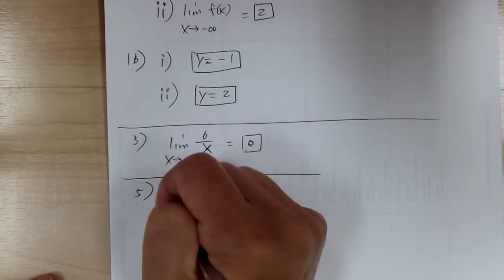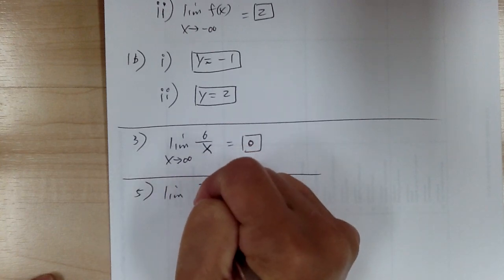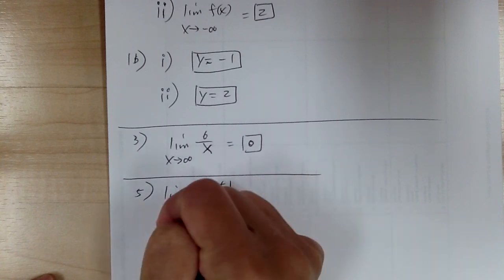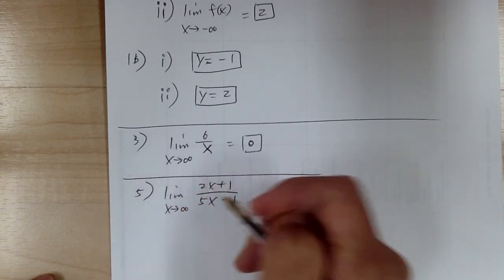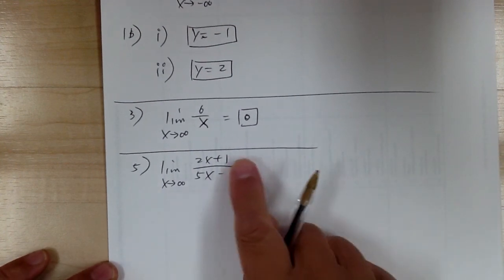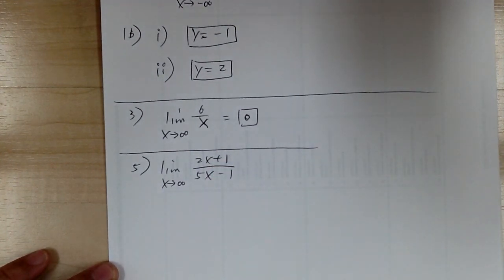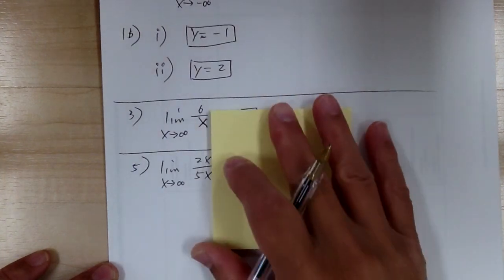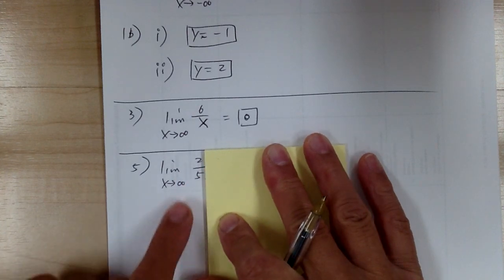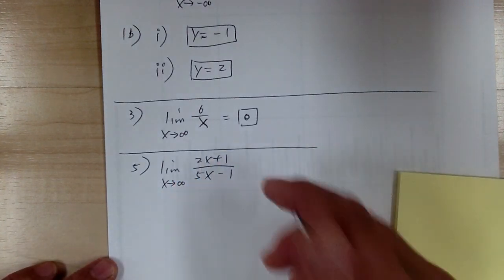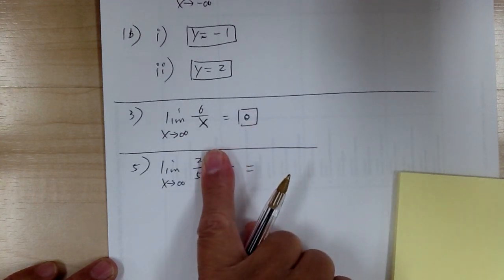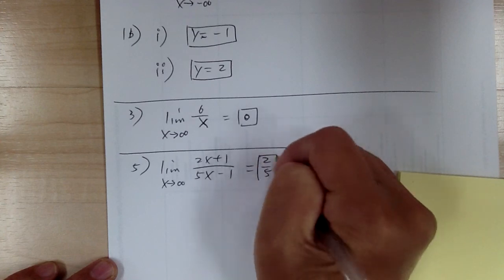Number 5, the limit of 2x plus 1 over 5x minus 1, as x approaches infinity. Again, when x approaches infinity, you're looking at a horizontal asymptote, so you don't have to worry about the lower term. All you have to do is worry about the higher term. You've got 2x over 5x, the x will cancel out, so you will approach 2 over 5. When the variables have the same exponents, you just look at the coefficients, so it will be 2 over 5.